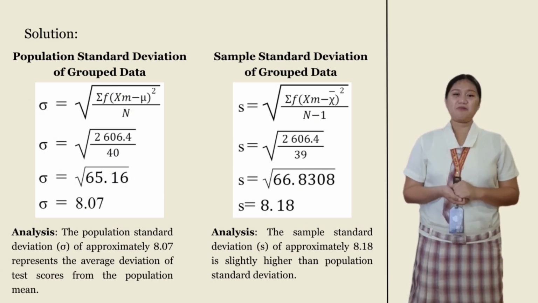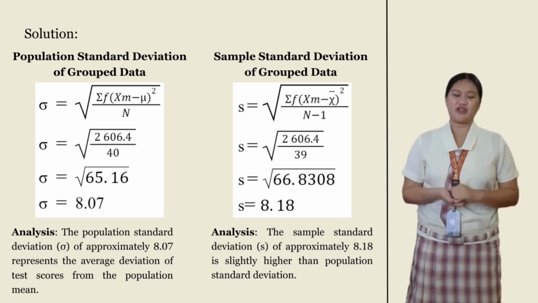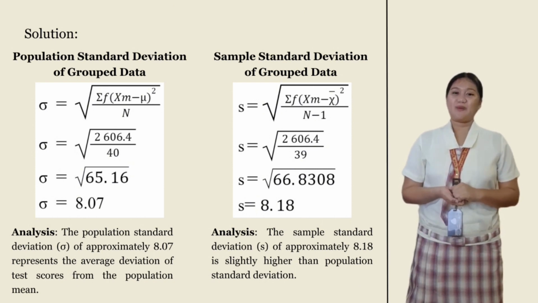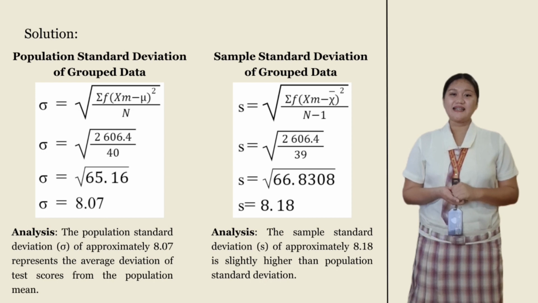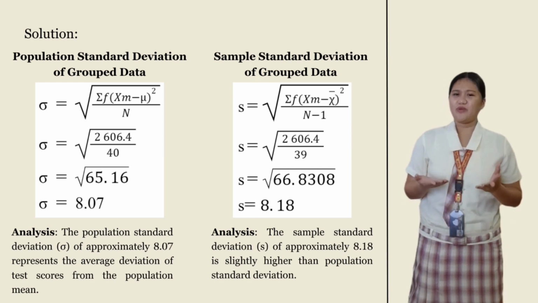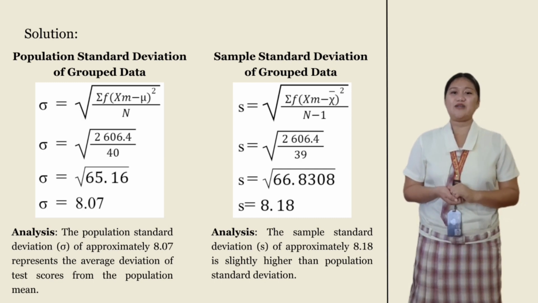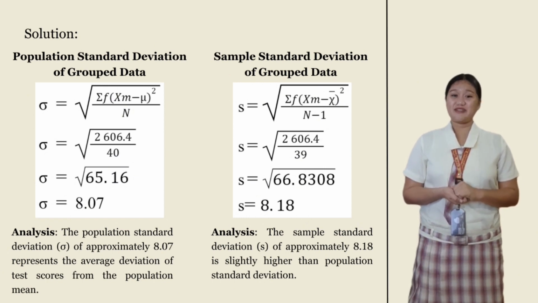The analysis: the sample standard deviation of approximately 8.18 is slightly higher than the population standard deviation. So in summary, the variance measures provide insights into the spread of quiz scores. The population variance is applicable when you have data for the entire population, while the sample variance is used when you are working with a sample from the population. The slight difference between the two variances is expected when dealing with a sample, and it reflects the sample's characteristics compared to the entire population. The interpretation of standard deviation.